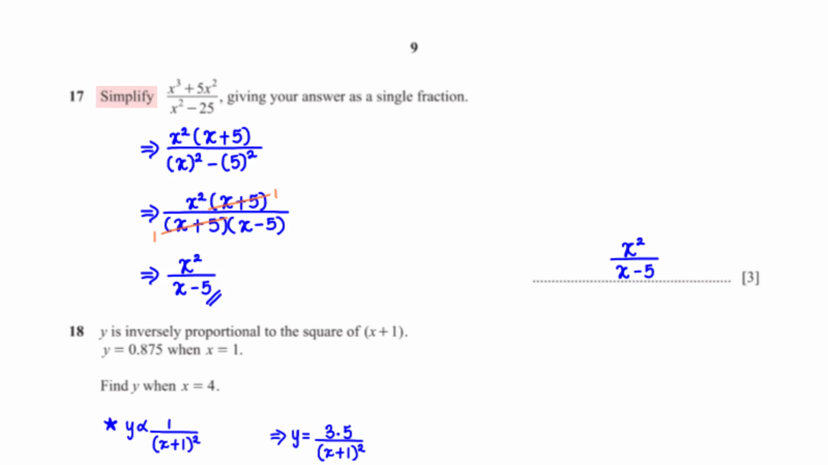Simplify x cubed plus 5x squared divided by x squared minus 25, giving your answer as a single fraction. For the numerator, the common factor for the two terms is x squared. When we factor that out, we are left with x plus 5. For the denominator, 25 is a perfect square, so we can rewrite x squared minus 25 as x squared minus 5 squared. When we apply the factorization for the difference of two squares, we get x plus 5 times x minus 5. X plus 5 cancels out, and so our final answer here is x squared over x minus 5.